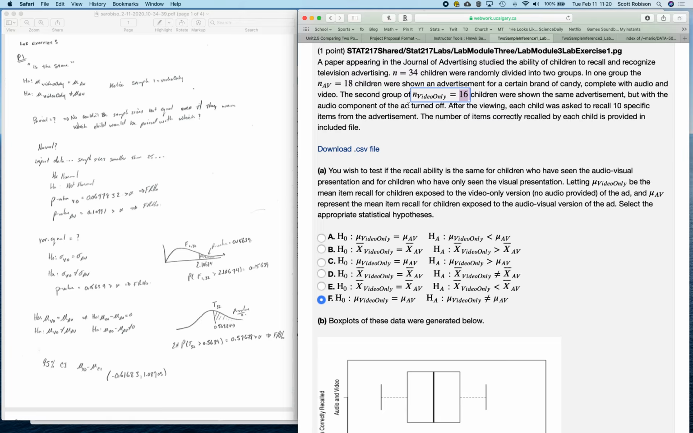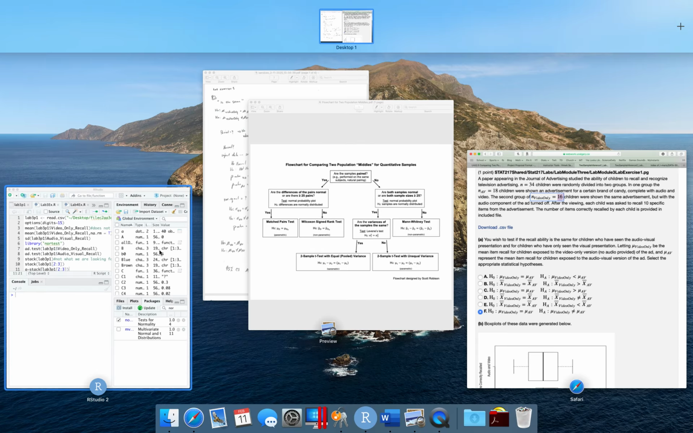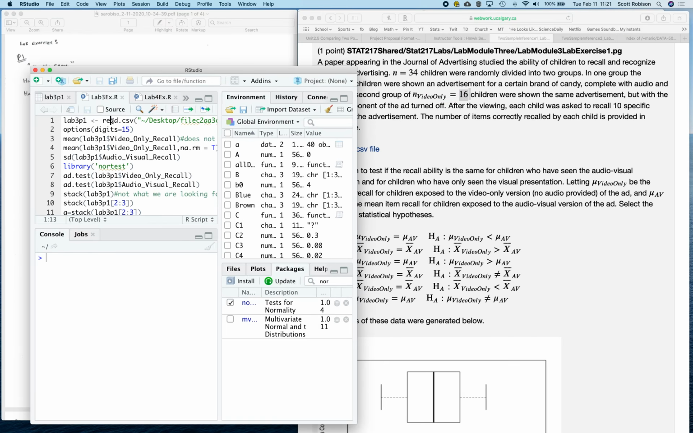Some of the things that we need to pay attention to here is that in total we have 34 children. In one group we have 18, and in the other group we have 16. The data is available for download here, so I actually downloaded it, and let's just have a look at it. I called it Lab 3 Problem 1. I just went through the typical way of downloading the data set by going import data set. Hopefully you know how to do that by now.